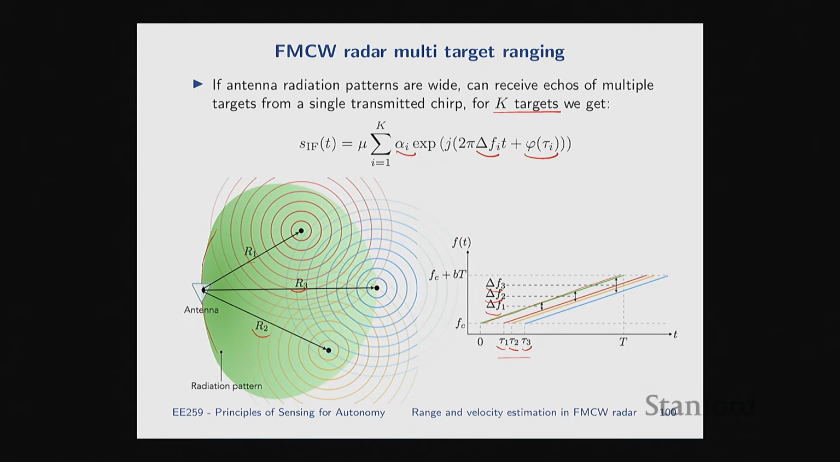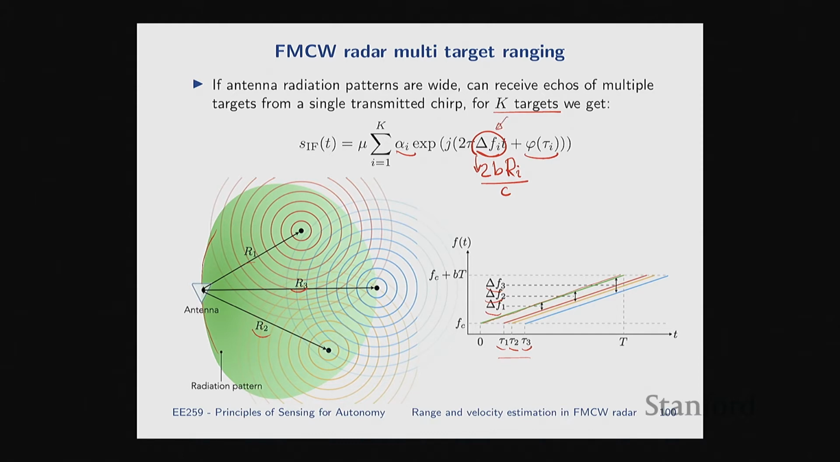So now we are ready to do range estimation, because we know that these delta Fs are proportional to range. It's equal to 2 times the slew rate times the range of the ith target divided by the speed of light. That's what the delta Fs are. So again, exactly like the case of CTFM sonar, by using these chirps we have converted a range or time of flight estimation problem to a frequency estimation problem. Now we need to estimate the frequency of this IF signal.